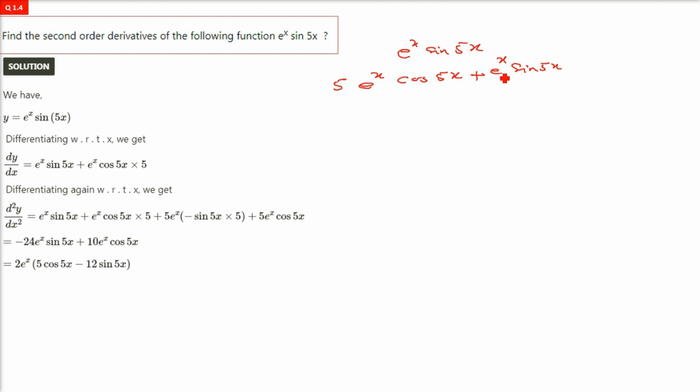Okay. Now this is only the first differentiation that we have achieved. But since the question is asking about the second order derivative, y double prime, d2y by dx2, we have to find out. So now there are two different terms with an addition sign in between.